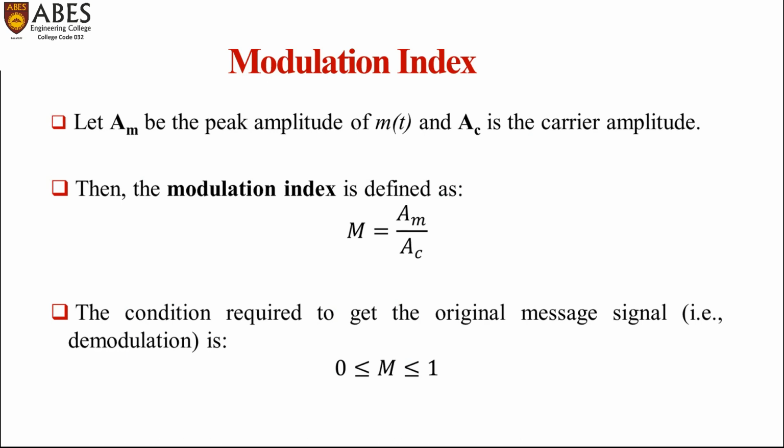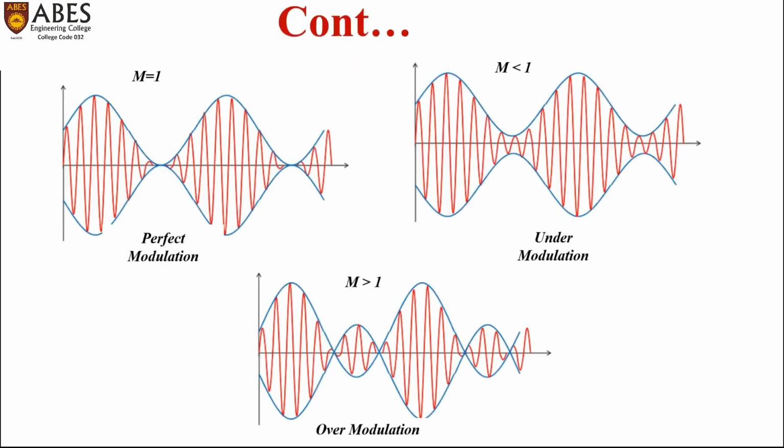And modulation index also plays an important role in defining how much degree of modulation takes place. Basically, it ranges from 0 to 1. If M is 0, then very low modulation takes place. The maximum value of M is 1. If M is 1, then 100% modulation takes place. So in this way, we can analyze modulation index.